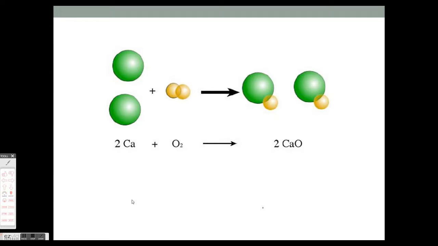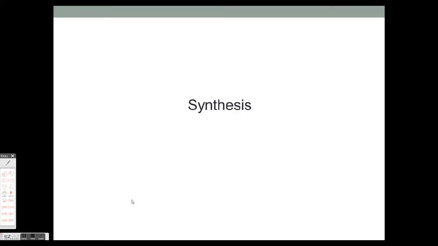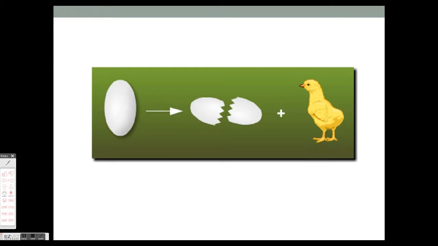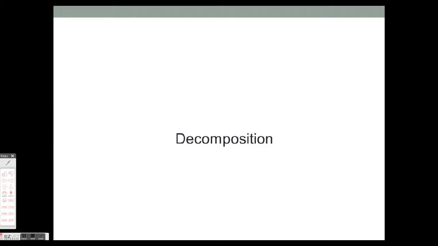Yes, that one should be synthesis. That should be a synthesis reaction. How about this one? This one isn't exactly a chemical reaction, but you can kind of figure some things out. We have an egg, which breaks down into a broken egg and a chicken. So there's a chicken inside that egg to begin with. And it's going to be decomposition. You start with one big molecule, and you end with two smaller molecules.